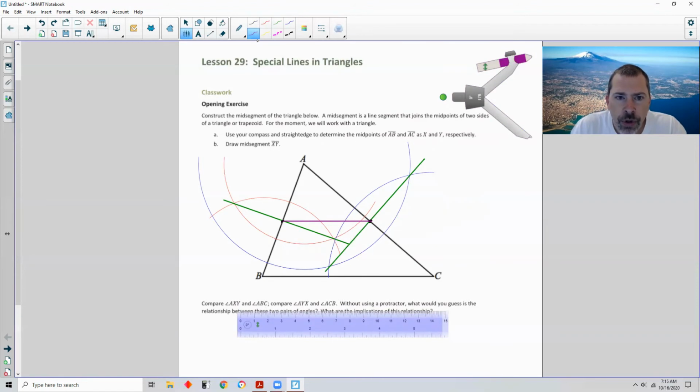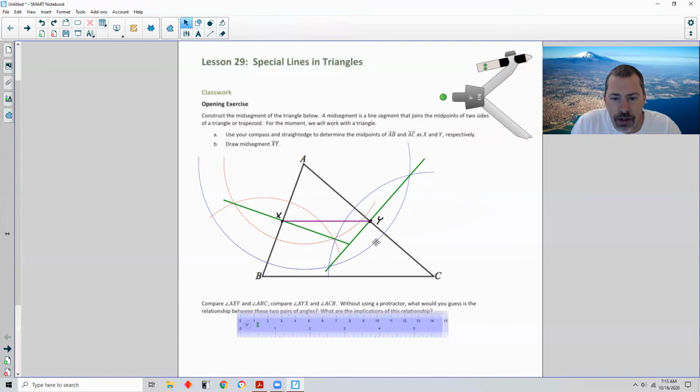So we're going to label that as it says, use your compass and straight edge to determine the midpoints of AB and AC as X and Y respectively. So respectively just means in the order of what they said. So X goes with AB and Y goes with AC. That's what respectively means. So X goes here, Y goes here. Draw mid-segment XY. So there we have it.